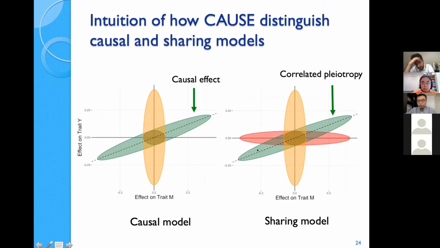You could still have green ones because those are variants acting on the shared factor, right? So the variants acting on the shared factor would have correlated effects on M and Y, right? So on the sharing model, you basically have the green ones, red ones, and orange ones. And the intuition is that the red variants are the ones that help us distinguish these two models.